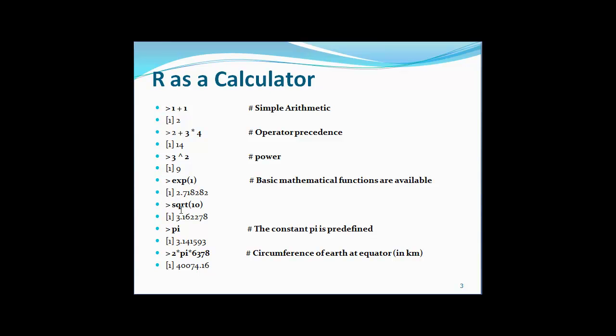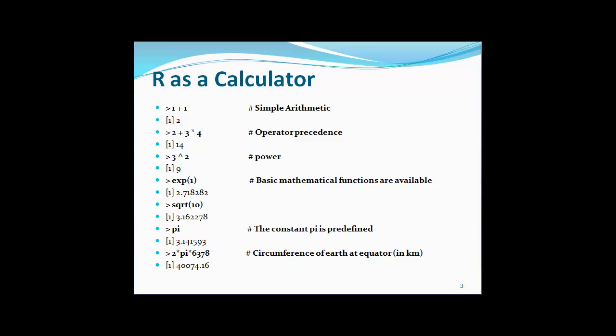Okay. And for finding the square root, you have to write sqrt and the number in the parenthesis. The square root of 10 is 3.16. The pi is also a predefined constant in the library of R, so you can use pi directly in the calculation rather than using its value. For example, if you want to calculate 2 into pi into 6,378, directly write pi in place of 3.14.